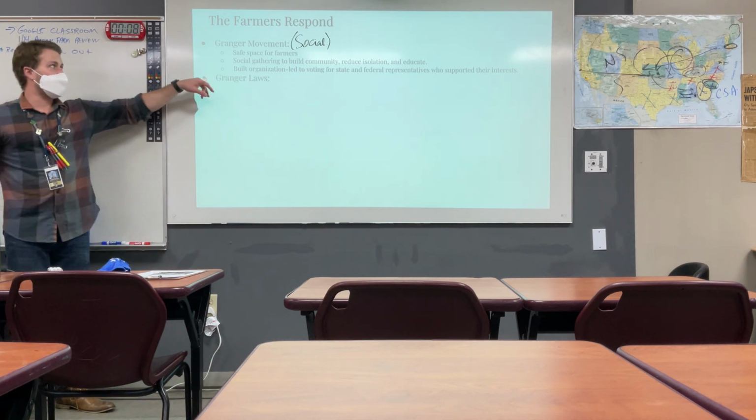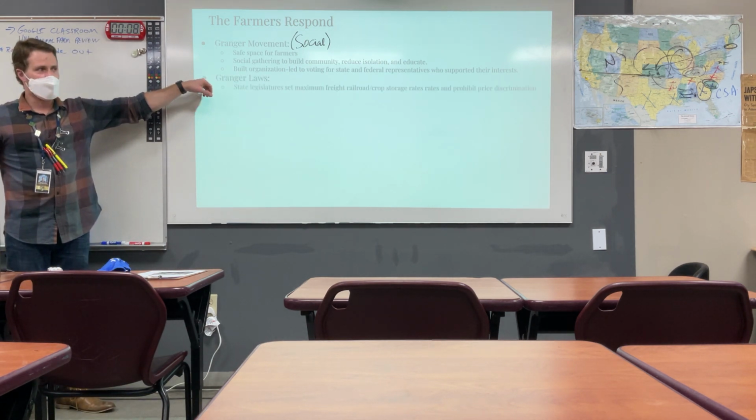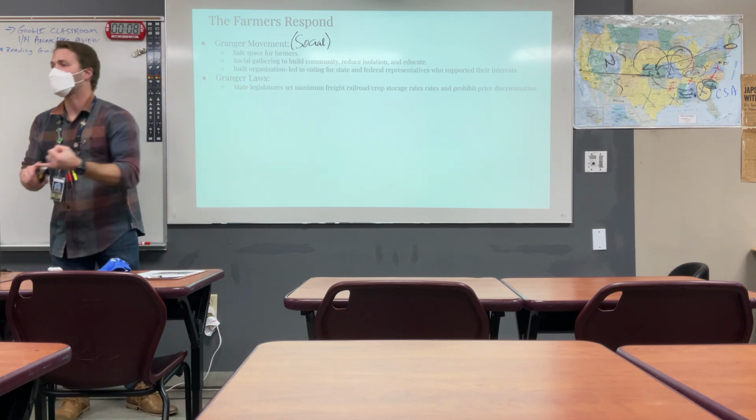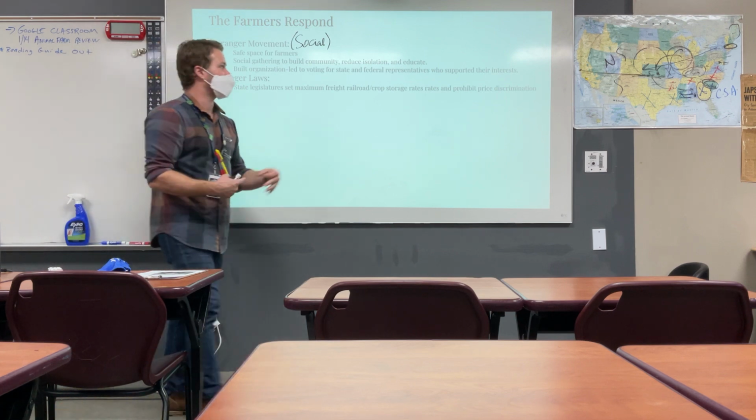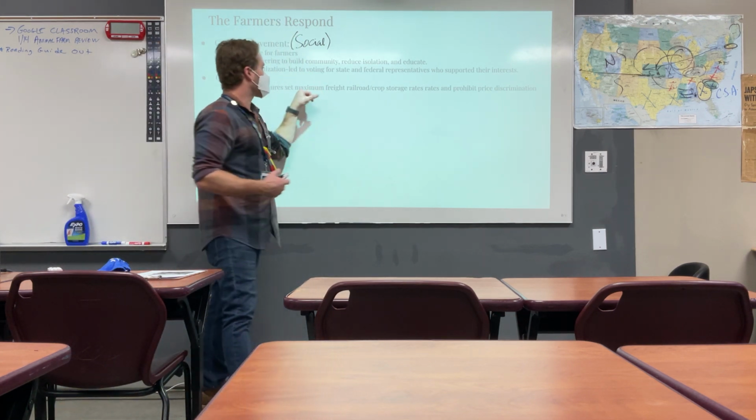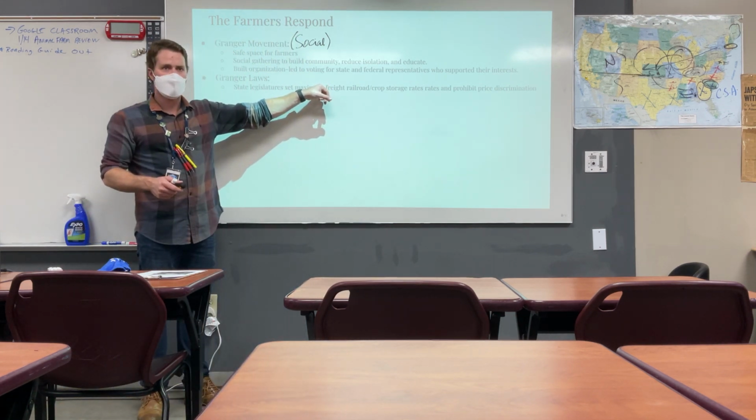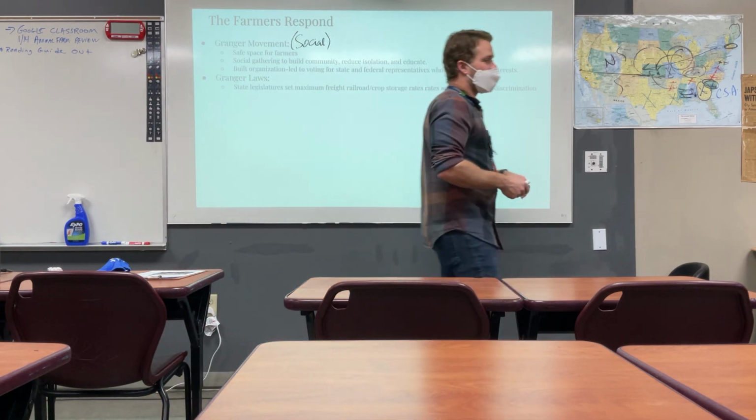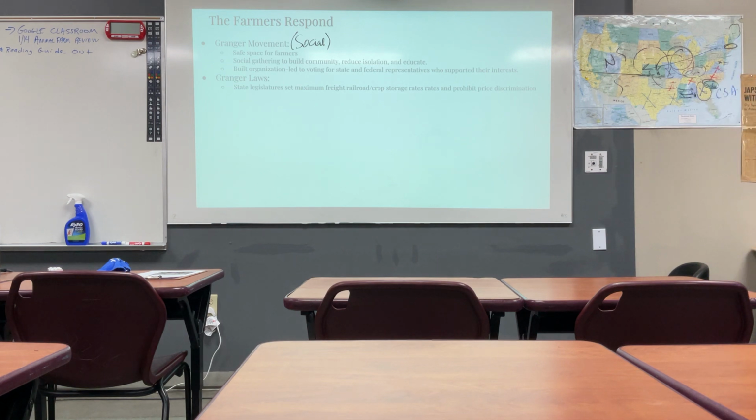And that's going to lead to Granger laws. Granger laws where state governments, the government of Nebraska, the government of Iowa, the government of Colorado, are going to set maximum prices. They're going to set maximum prices for both railroad and crop storage. They're going to set maximum prices, which is what farmers want, so they know exactly how much they can be charged.